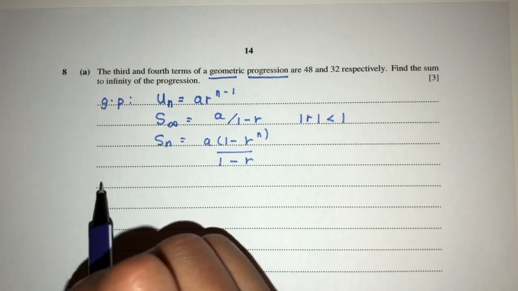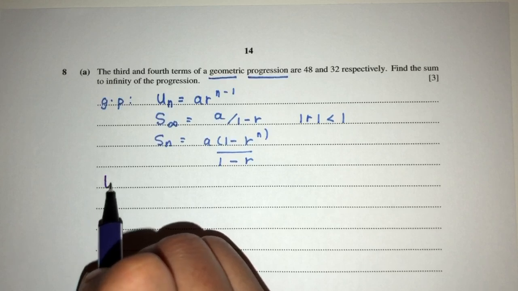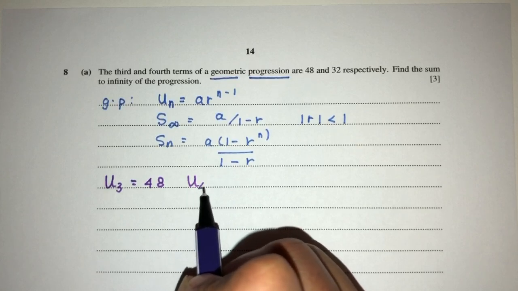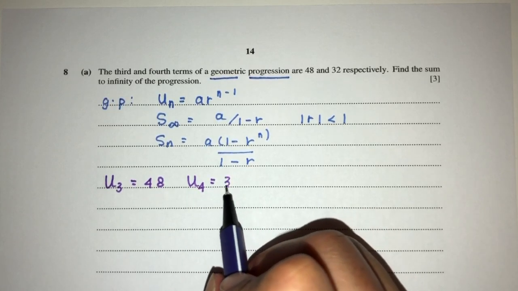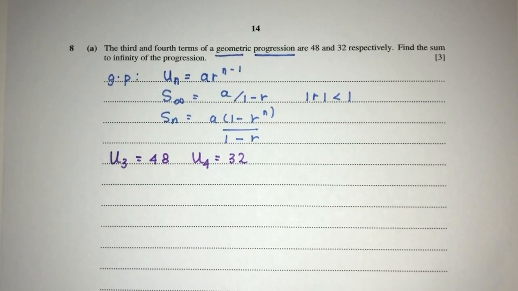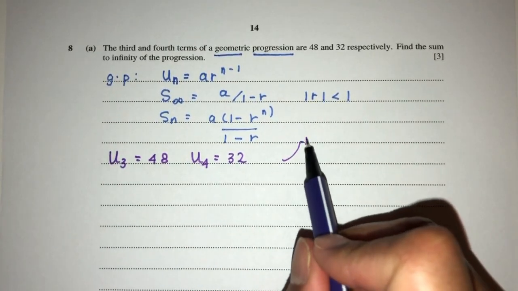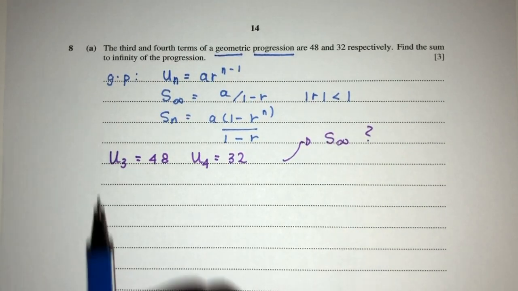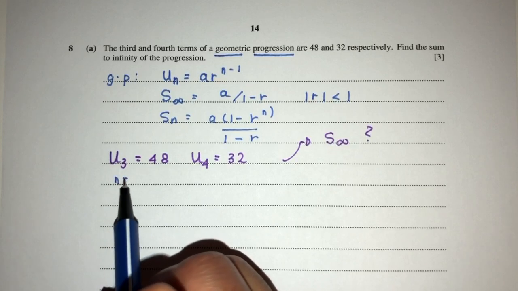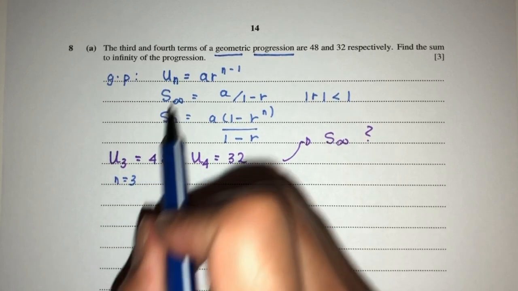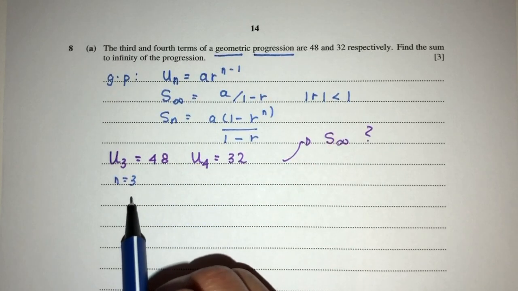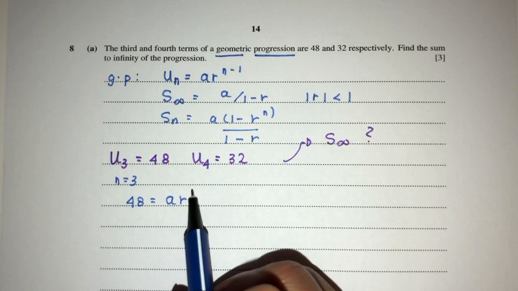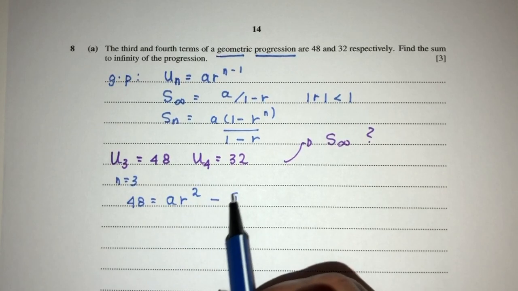Now, we know that the third term is 48, and the fourth term is 32. So we have to use that information to find the sum to infinity. So one by one, let's form an equation. Here we have the third term, where the value of n is 3, which is supposed to give you 48. Replace back in your main equation, you will have 48 is given by a, we don't know, r we don't know, and the power is 3 minus 1, so r squared. That is my first equation.